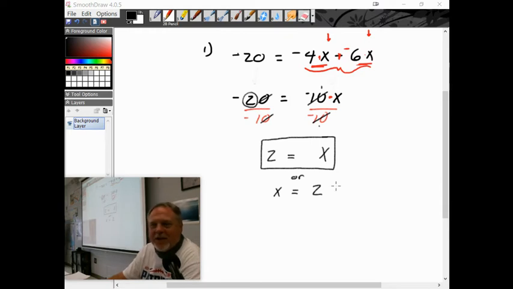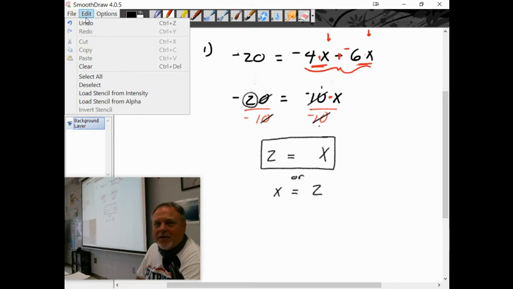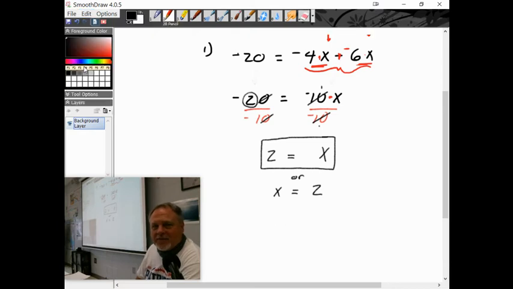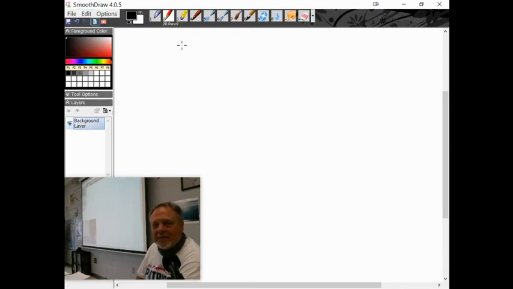So anyway, here's the first problem worked out. And to recap, we basically just got the variable x by itself using opposite operations. What we're going to do next is problem 3. So let me clear the board off, and I'm going to put problem 3 up there. Number 3 is a little more involved.